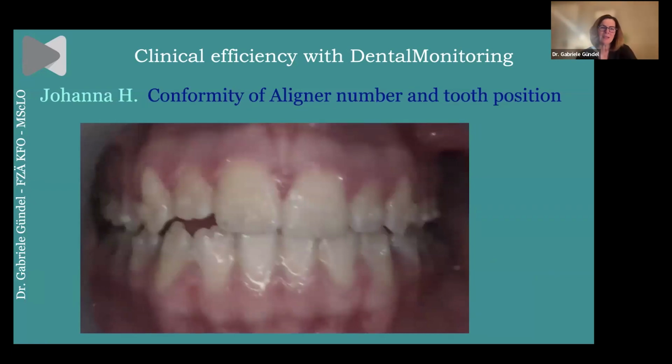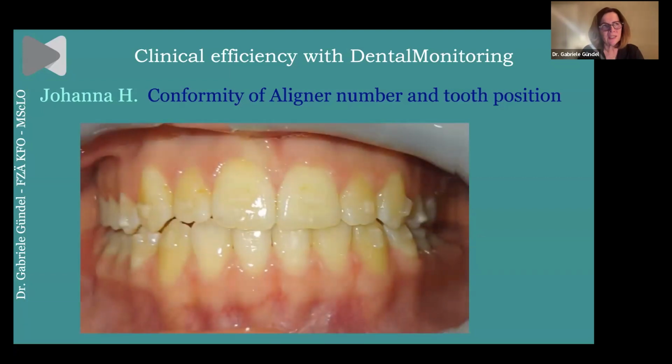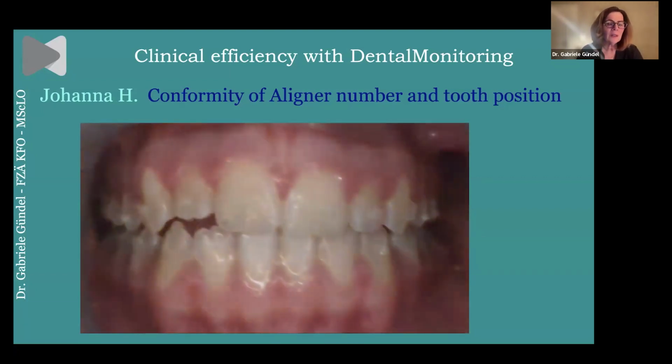Also, the progress of the aligner treatment you can follow with the dental monitoring. So look at this patient, please. It's not only the fitting of the aligners or the fully bonded attachments, it's also the question: have I planned my aligner therapy nicely, correctly?